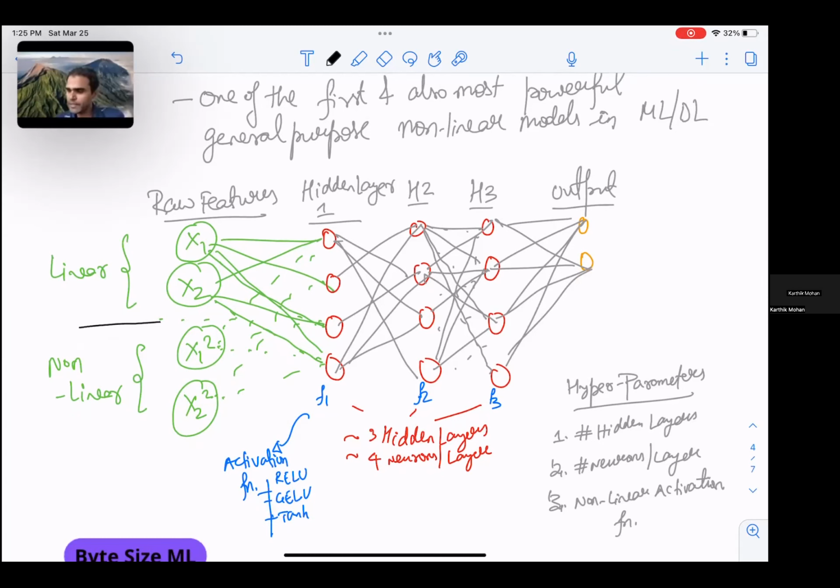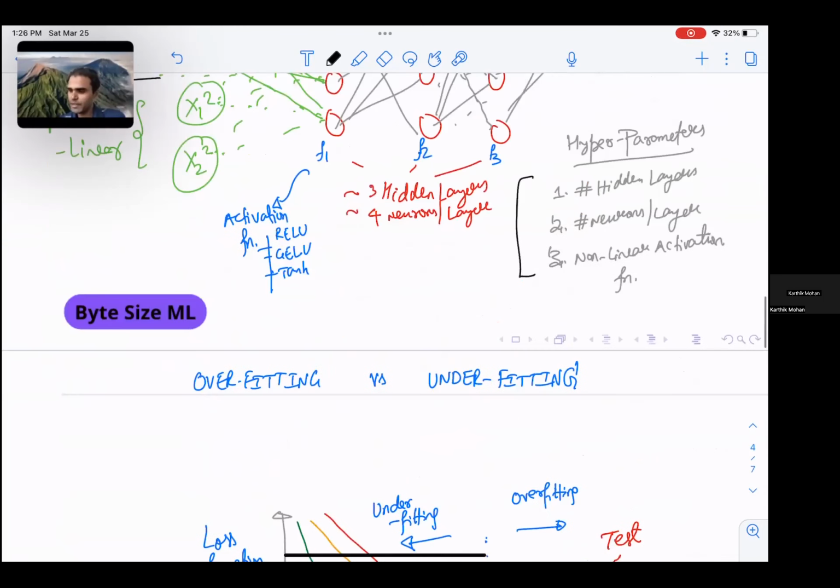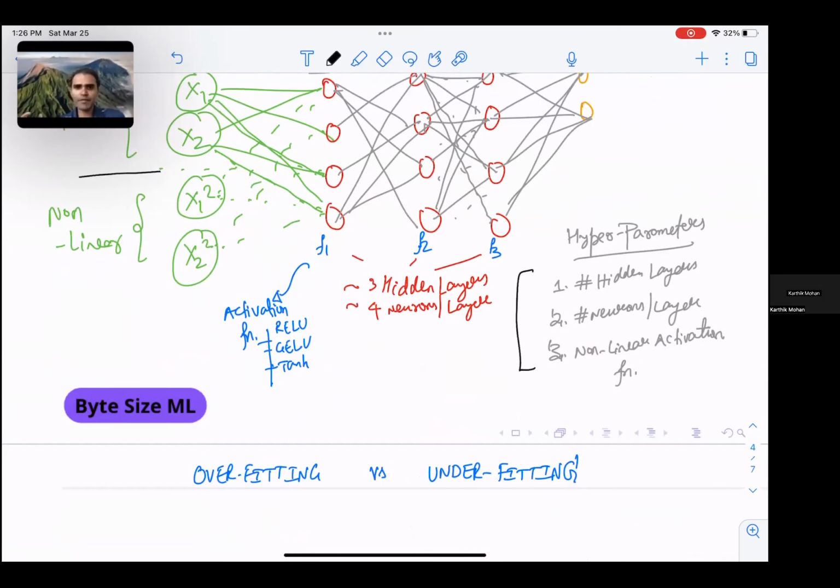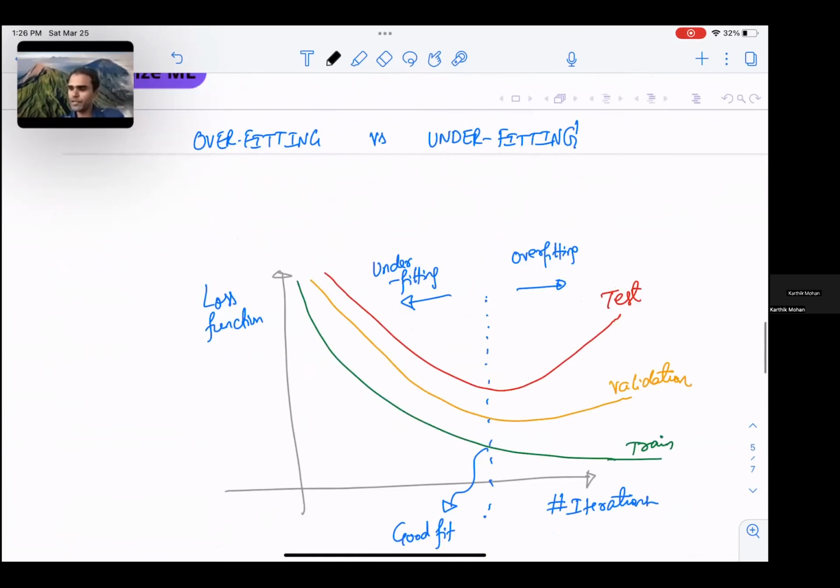The hidden layers here have 4 neurons per layer. So there's 3 hidden layers with 4 neurons per layer. This is just an example. If you look at hyperparameters, you'd say my hyperparameters are the number of hidden layers, the number of neurons per layer, and the nonlinear activation function I'm using in the hidden layers. These are some things that you'd have to tune if you are in the scenario of overfitting or underfitting.